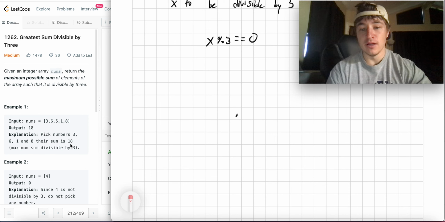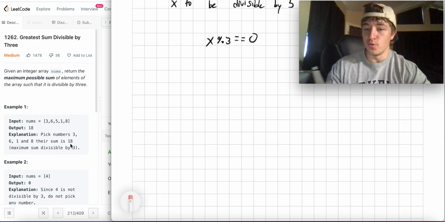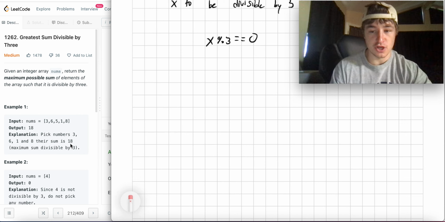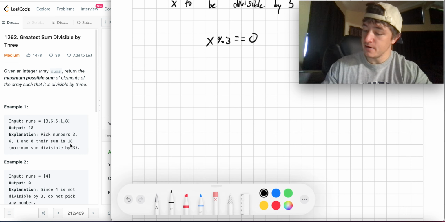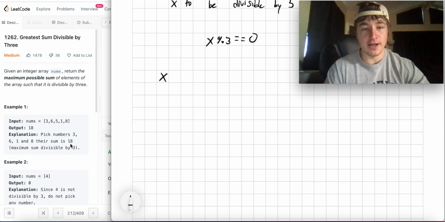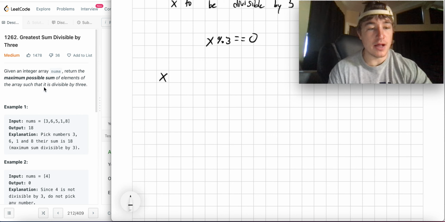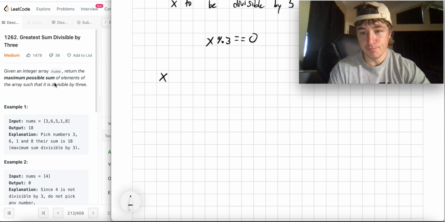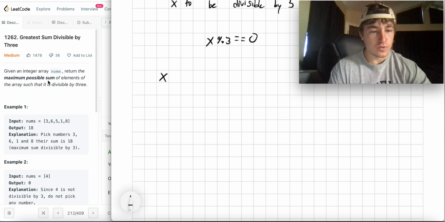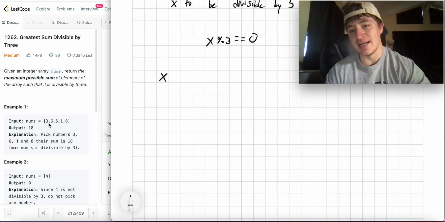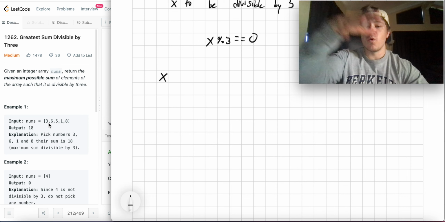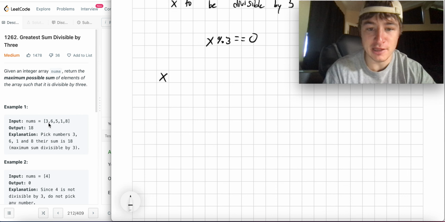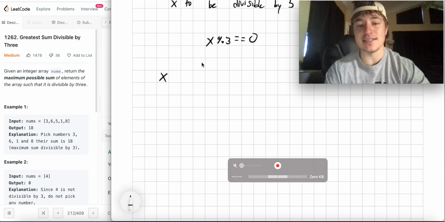Why? Well, let's just go through a little proof which kind of leads you to the intuition you need to solve this problem. If you have x, any x, and x to be divisible by 3. Well, x in the context of this problem is the maximum possible sum, right? So we're trying to find a subsequence, kind of, because we're trying to pick elements. We're just trying to pick a series of elements such that when we sum them up, then divisible by 3 equals 0. So let's say x is that sum.